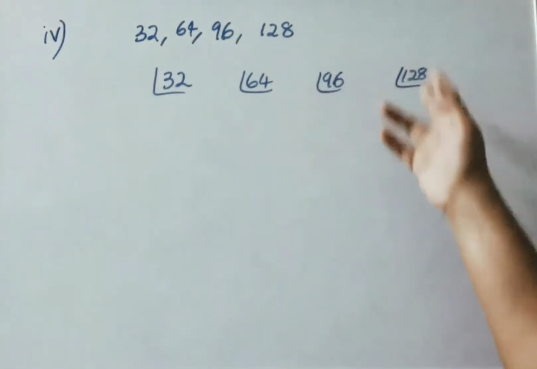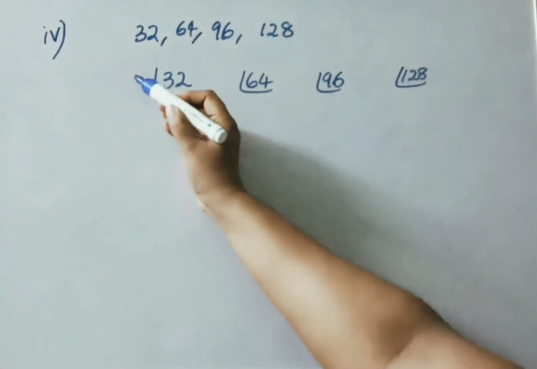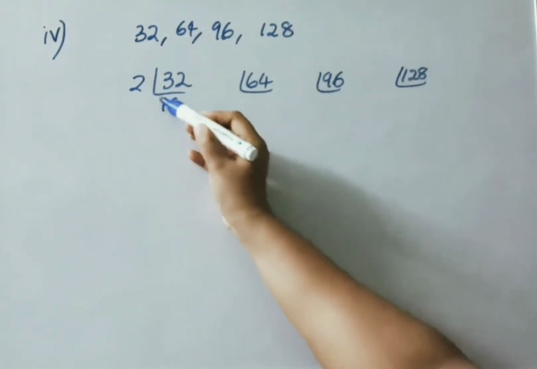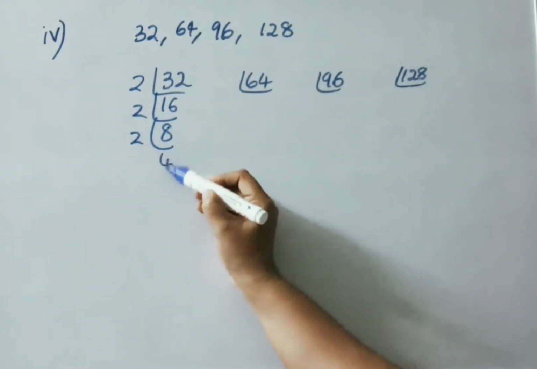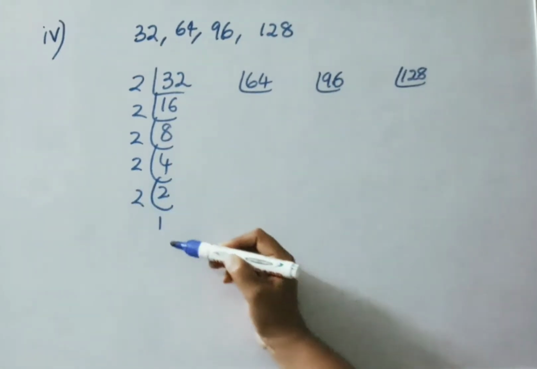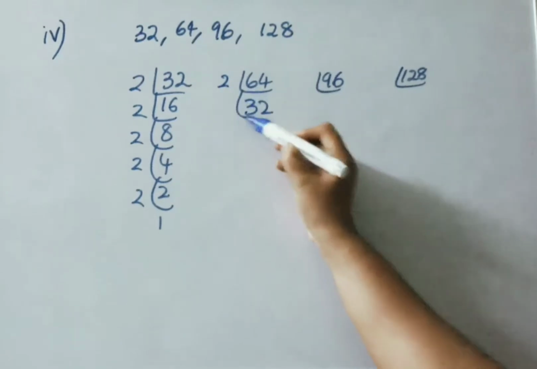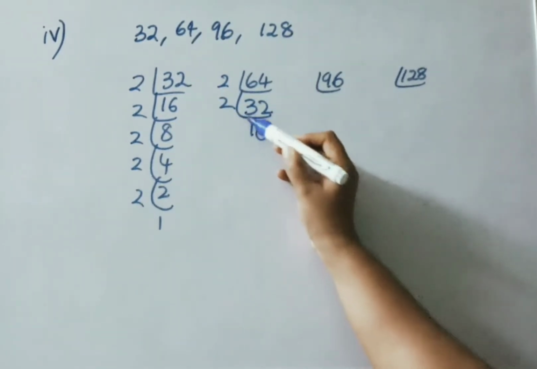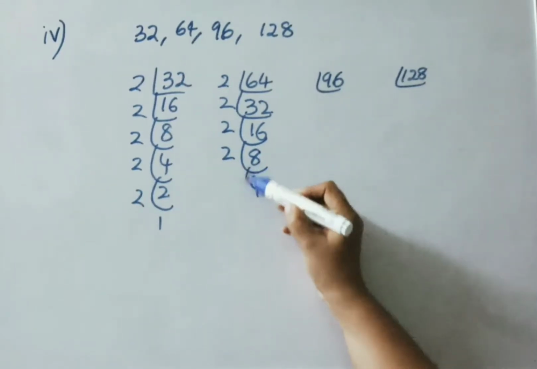See fourth sum in prime factorization method. First one is 32. 2 table, 2 16s are 32. 2 8s are 16. 2 4s are 8. 2 2s are 4. 2 1s are 2. Next 64. 2 table 32 times. Next 2 table 32, 16 times. 2 table 16, 8 times. 2 table 8, 4 times.